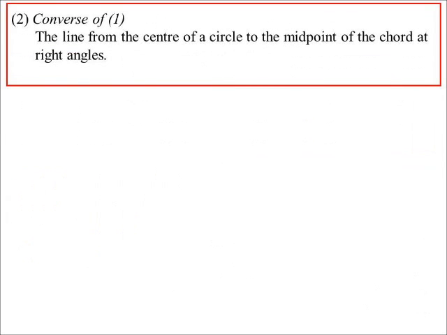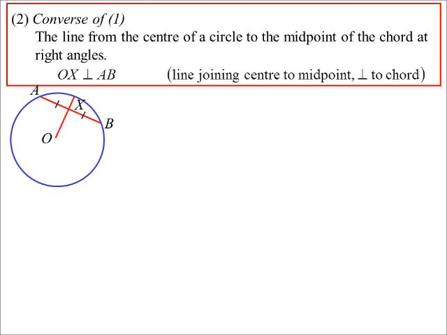So the reverse of number one. So the first one was we knew they were perpendicular and we could say, well, therefore these lines were equal. But the other way works as well. If we know that they're equal, then we can say they're perpendicular. So this time what I know is AX is equal to BX, so then I can conclude that they're perpendicular. So I can say, well, OX is perpendicular to AB, because I know the line that joins the centre to the midpoint will always be perpendicular to the chord.